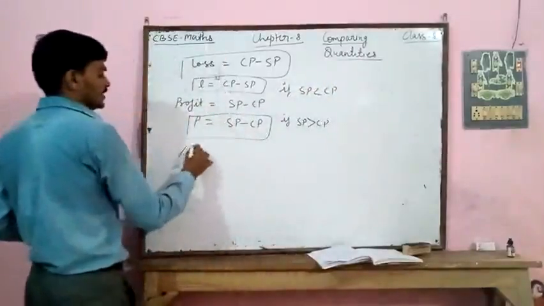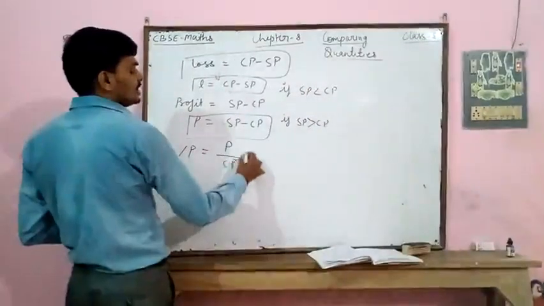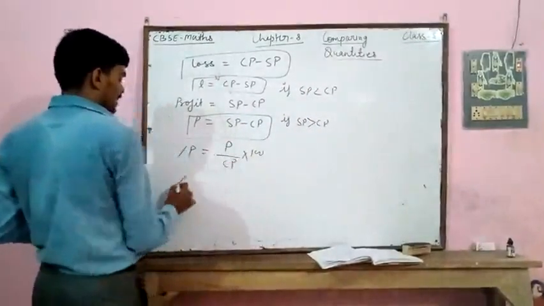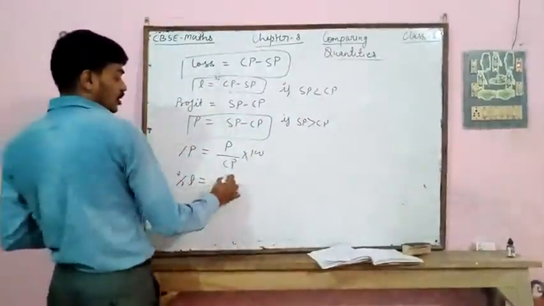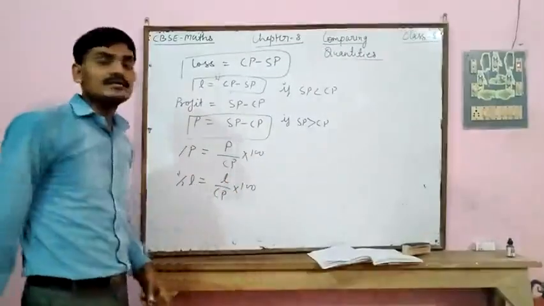Now percent profit. Percent profit is equal to profit upon CP into 100, and percent loss is loss upon CP into 100. This is the percent loss.